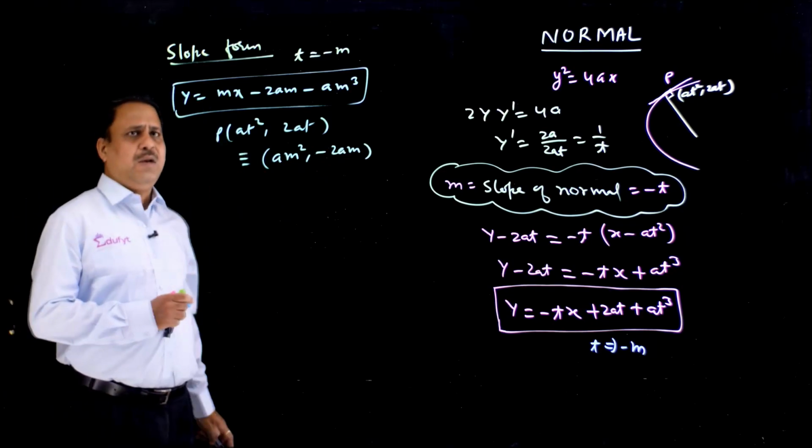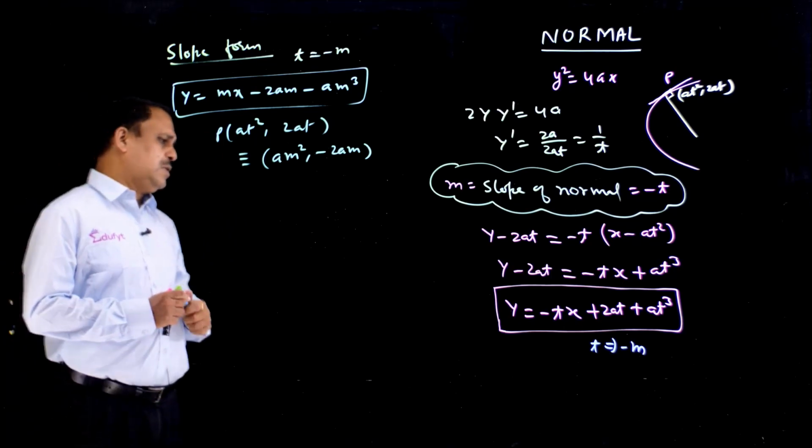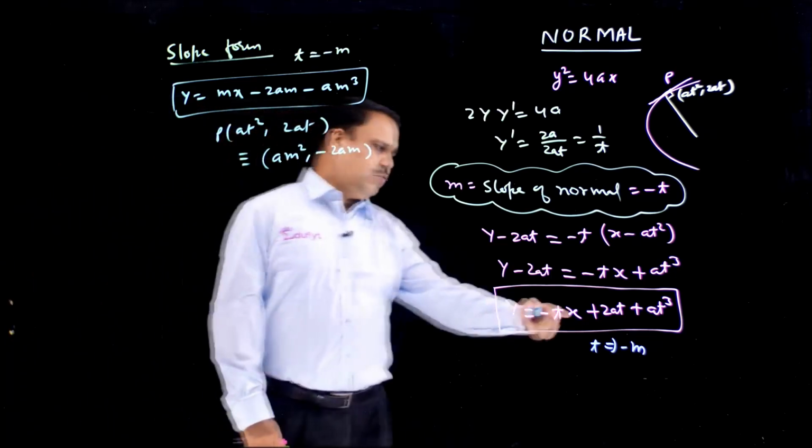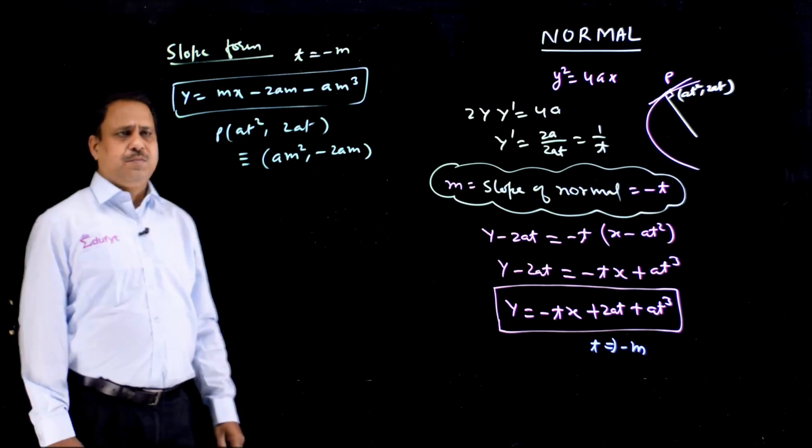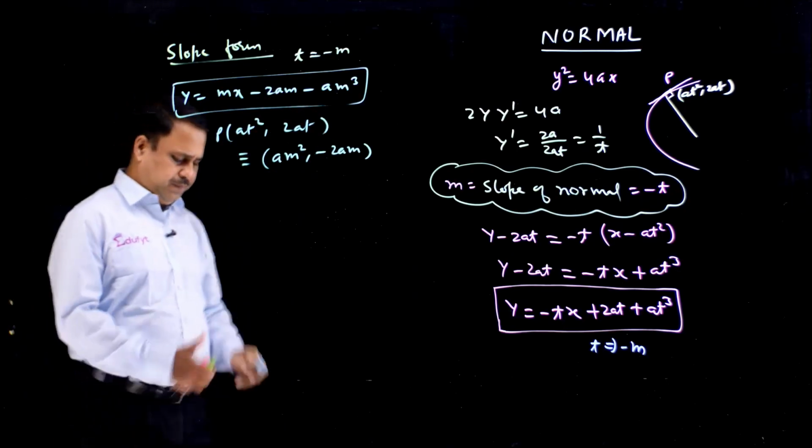This is the equation of the normal, and we can remember both formulas: y is equal to minus tx plus 2at plus at cube, or y is equal to mx minus 2am minus am cube. Equation of the normal.